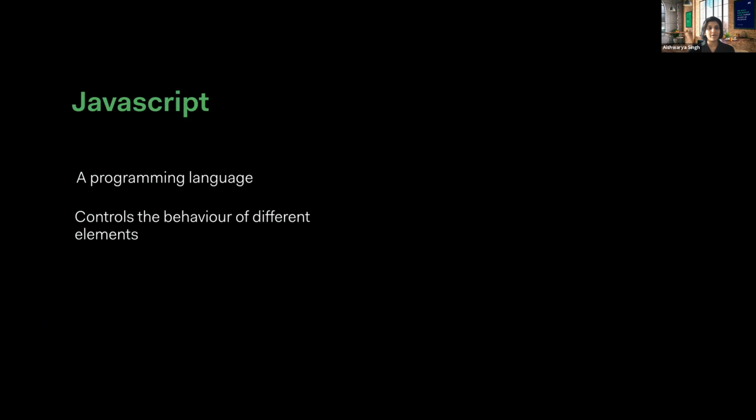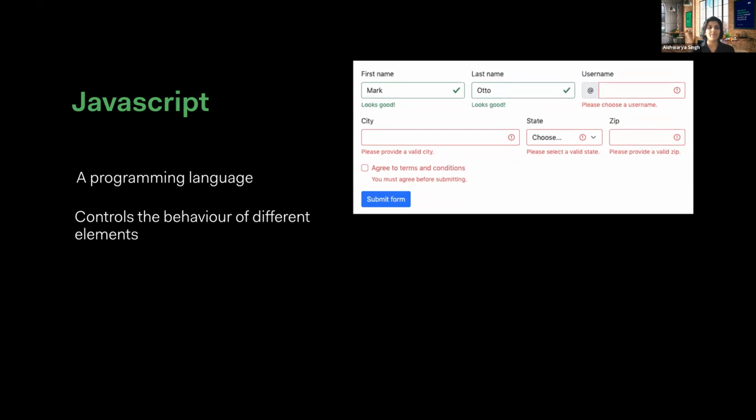JavaScript is now a programming language and it is used to control the behavior of different elements. So all these form validations that I was talking about can be rendered with the help of JavaScript. So you can see here that username is a mandatory field and it's missing. So all those errors are being highlighted. You are being asked to choose and etc.